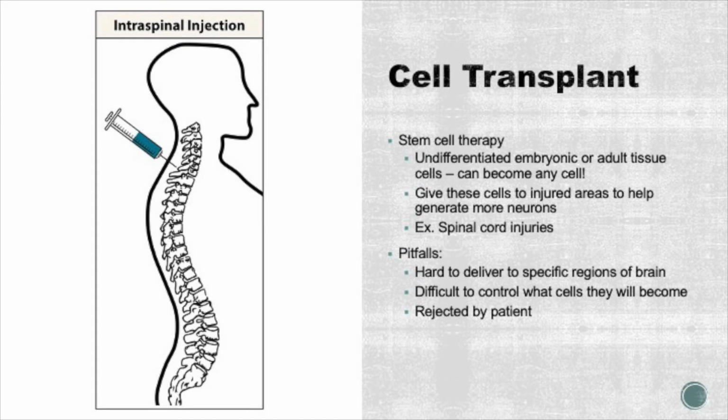But there are some pitfalls. It's hard to deliver these cell transplants to specific regions of the brain. As you can imagine, it'd be really hard to get down to the deep brain structures. And it's difficult to control what these cells will become. We have some grasp on this, but we can't determine for each of those stem cells what they will be. And oftentimes these stem cells are rejected by the patient because they are in fact foreign. So your body will detect that these are foreign, will make antibodies against them, and then these stem cells will be depleted.